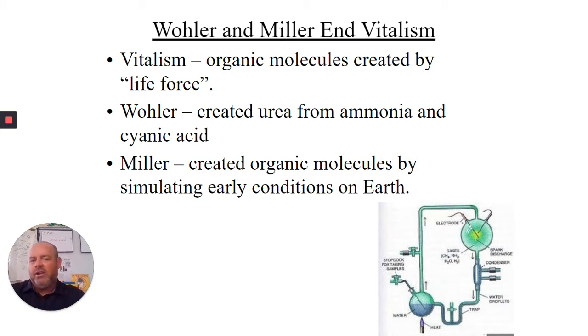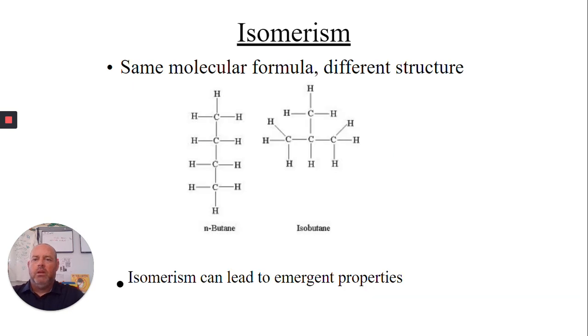So isomers are going to play a little bit of a role going forward. Different than isotope. Remember, isotope is different number of neutrons. Isomers is same molecular formula, different structure. So the same exact number of elements are in each structure, but they're just arranged differently. You see butane and isobutane here. Same number of carbons, same number of hydrogens, they're just arranged differently. So that's what an isomer is.